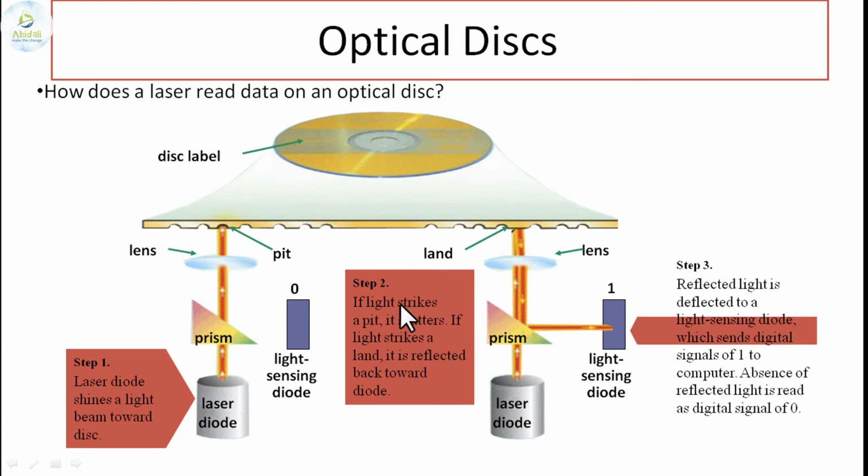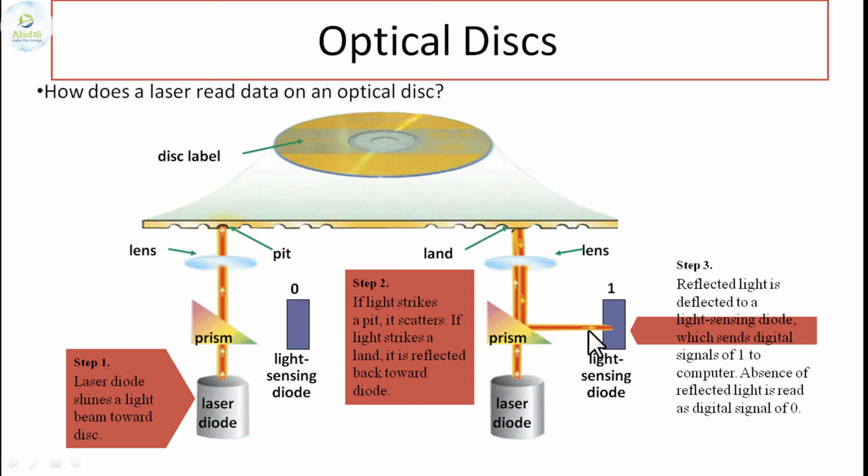In step number 2, when it is moving ahead, if the light strikes a pit, it scatters; if the light strikes a land, it is reflected. Okay, shining and reflection, scattering and reflecting back towards the diode will represent a 1. See, the reflection is back. So there is no reflection over here. There is a pit. Okay, 0 and 1. That's how the CD will work. Okay, burning can be done like this only.